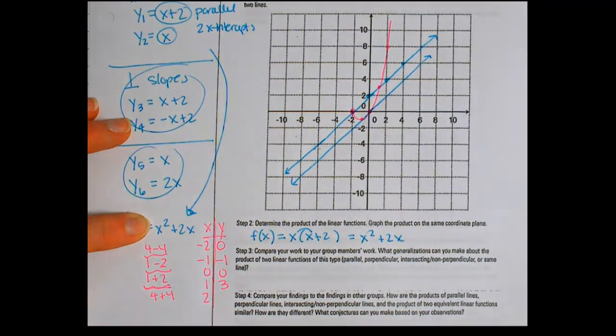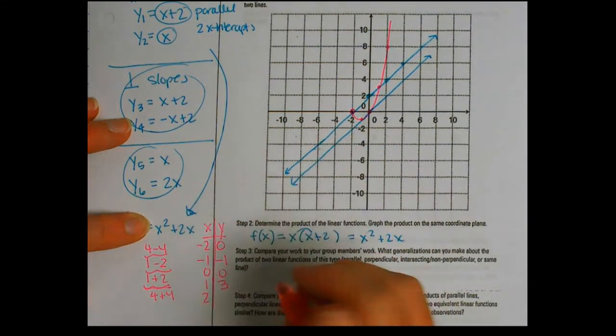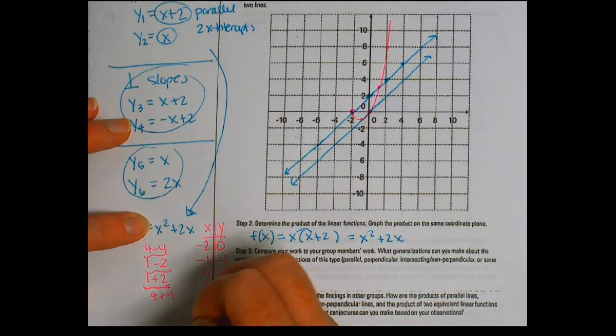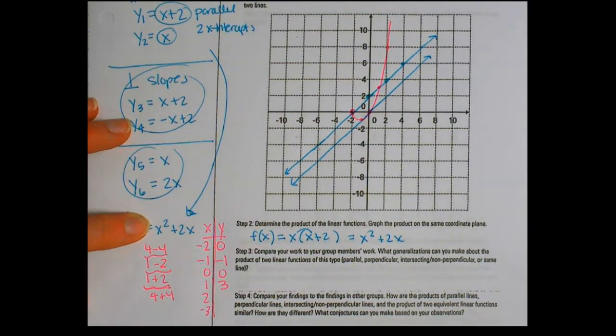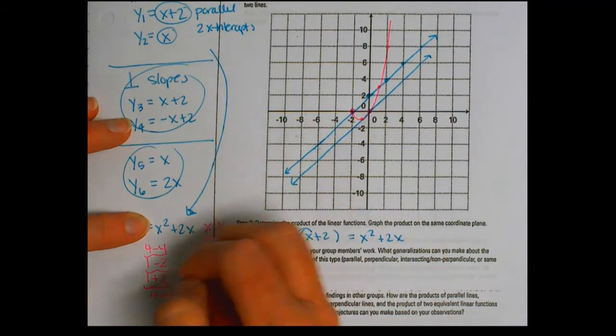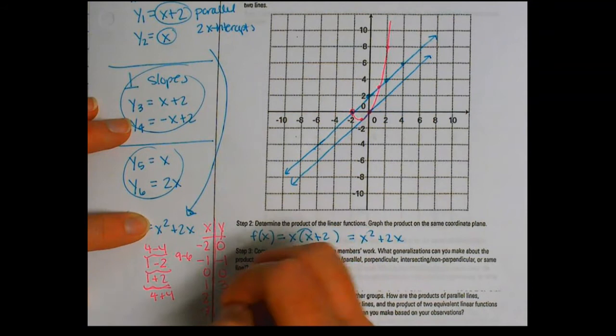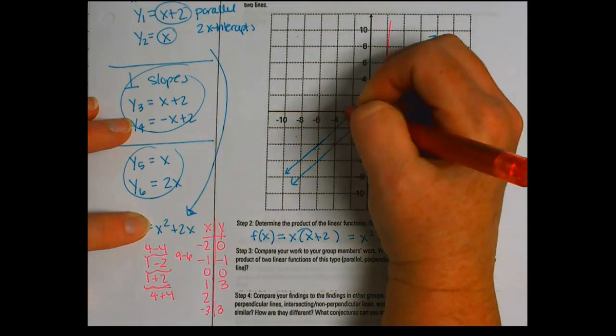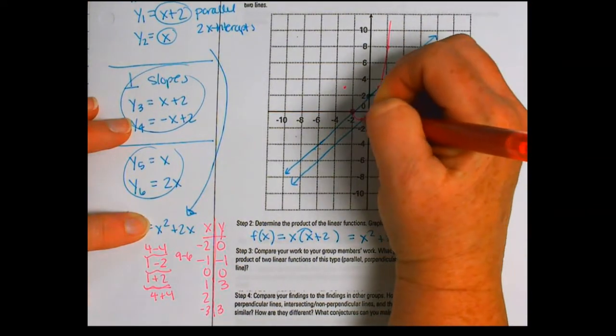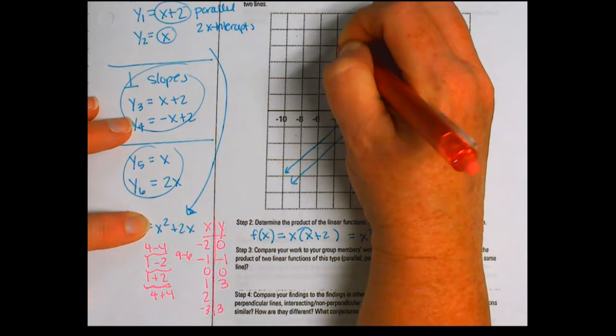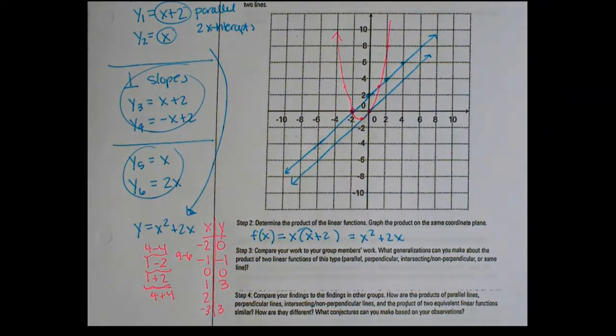And if I'm not sure what's happening on the other side, I might try to add some new points. So I'm going to plug in -3. -3 squared is 9. -3 times 2 would be -6. That's going to be 3. So -3 is 3, and I can see now it's probably going to go up like that. So I can see my parabola.